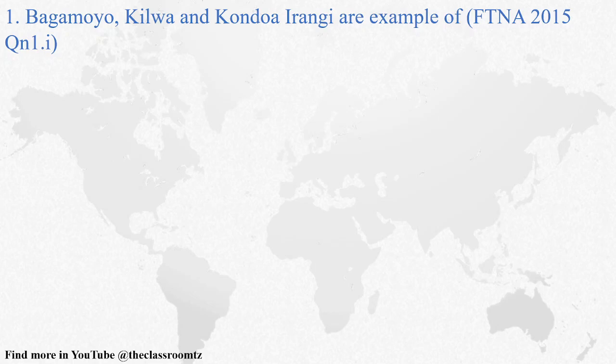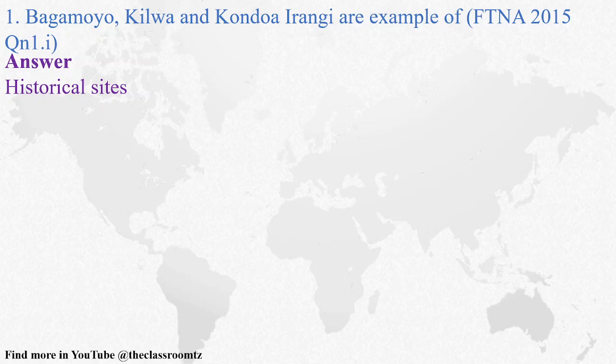If you were good in the first topic of Form 1, especially the list of sources of history, then Bagamoyo, Kilwa, and Kondoa fall into a certain kind of source of history. So the answer was historical sites. These locations are referred to as historical sites. When we define a historical site, we say these are places where historical events occurred or took place.